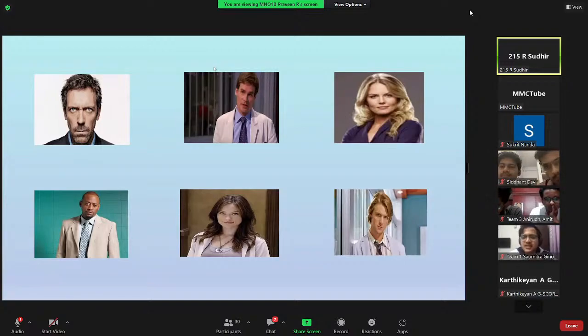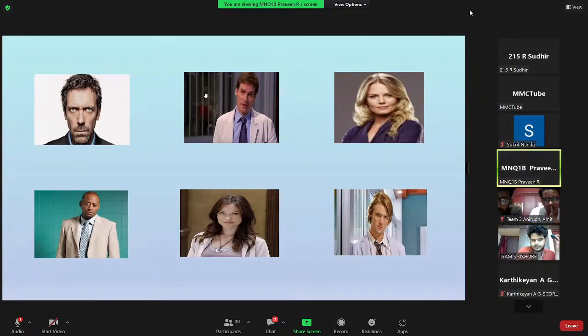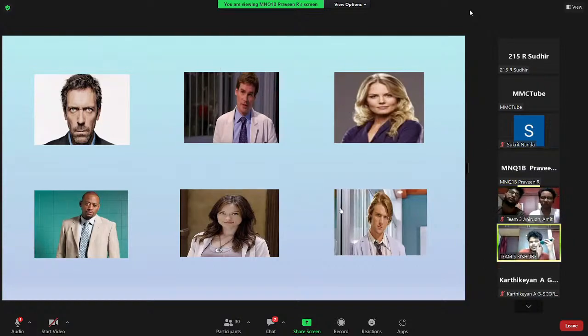Team 5. The third one. Third one is already taken. Oh, which ones are remaining then? Second one is there, and last. Second and fifth are remaining. Second and sixth. We'll go with the second one then.